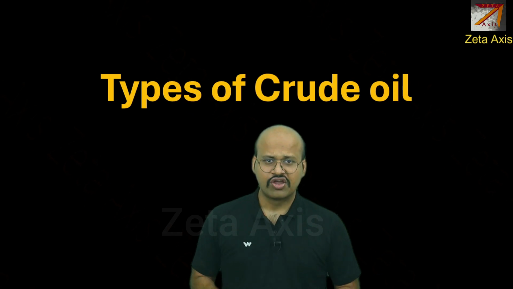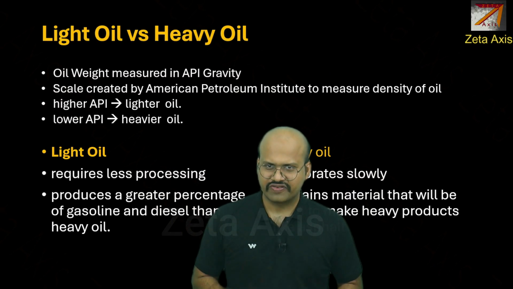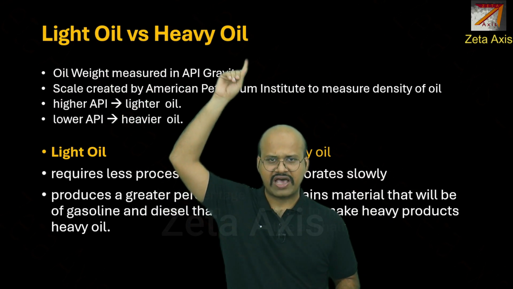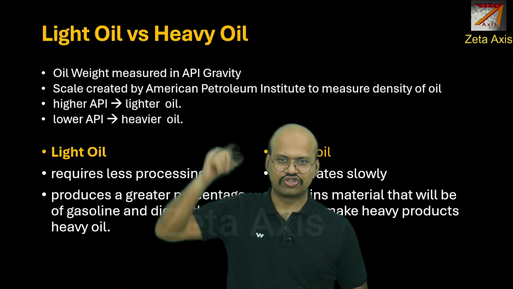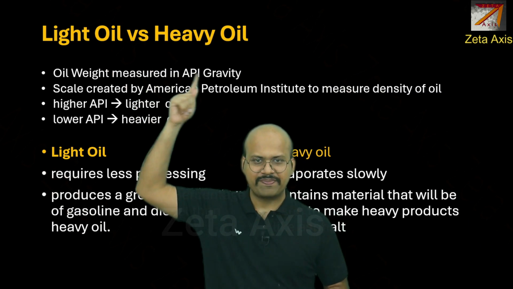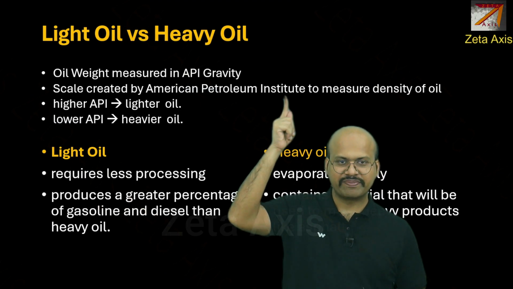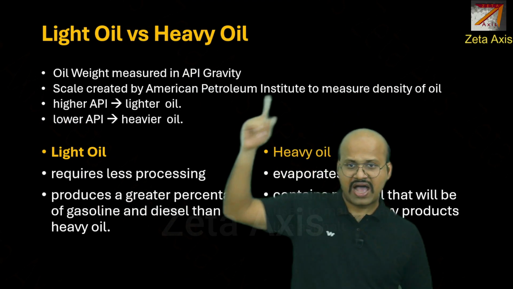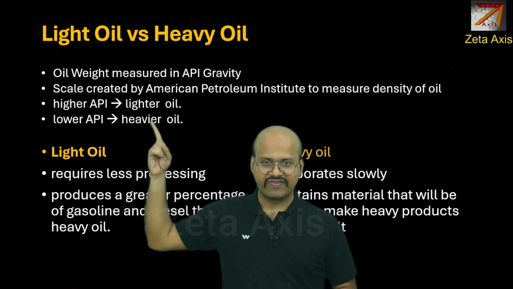Now let's see what are the different types of crude oil. We will see the different terms which are used to define the crude oil. So the first is light oil versus heavy oil. Basically, there is a quantity, API gravity, which is used to measure oil weight. Now, this API gravity was formed by the American Petroleum Institute, and it measures the density of oil. Higher the API, lighter is the oil. Lower the API, heavier is the oil.